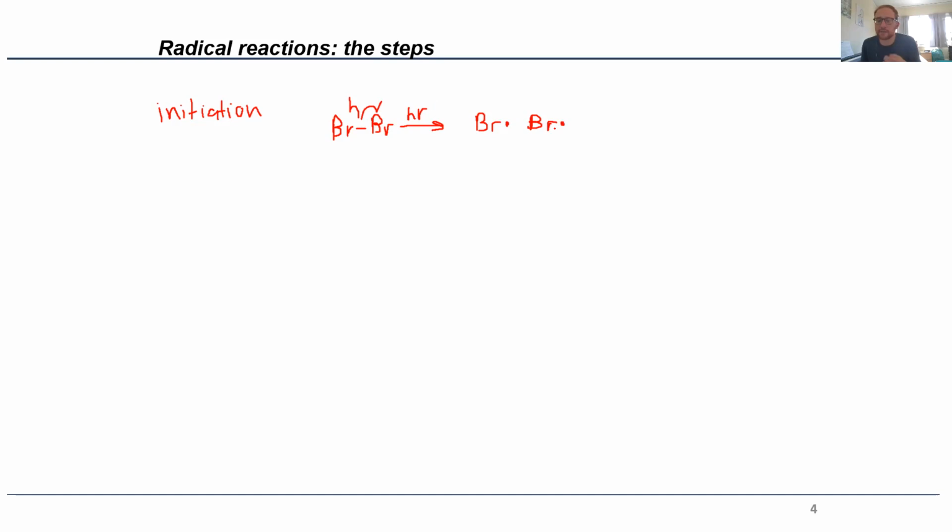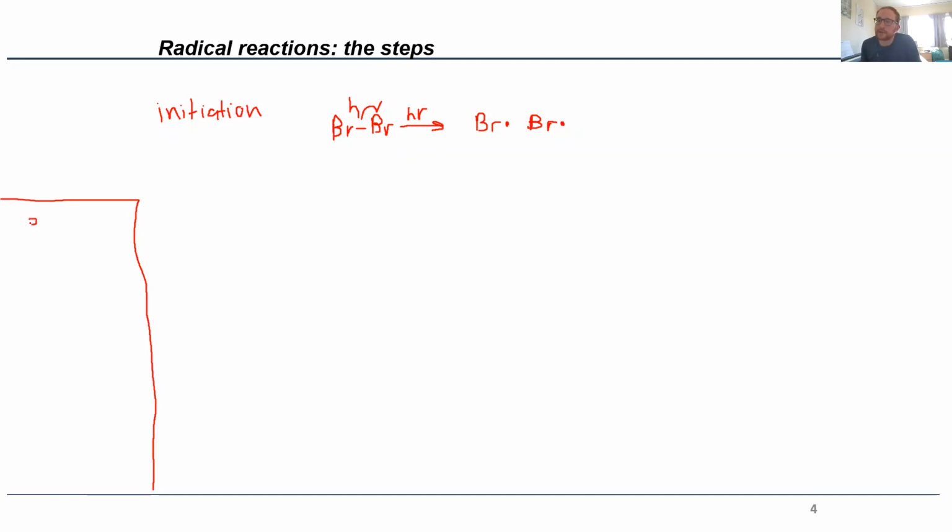You can't shine light at a CH bond and have it break because CH bonds are strong, right? You can't shine light at water and have it make hydroxy radicals because those bonds are so strong. But if we have a weak bond, we can initiate it with either light or with heat. Classic initiators, which are really a dead giveaway for radical conditions, are bromine and light. So a dihalide and light is a classic example.